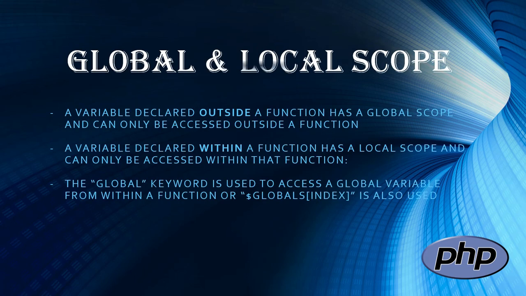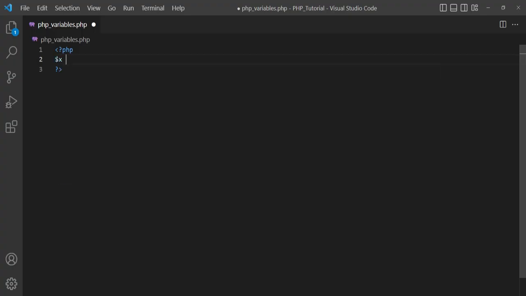Global and local scope. A variable declared outside a function has a global scope and can only be accessed outside a function. A variable declared within a function has a local scope and can only be accessed within that function. The global keyword is used to access a global variable from within a function, or $GLOBALS is also used.